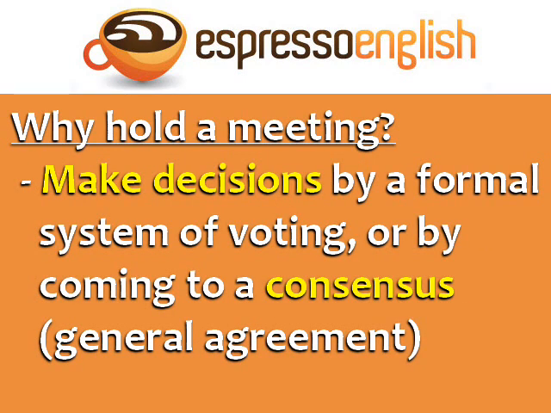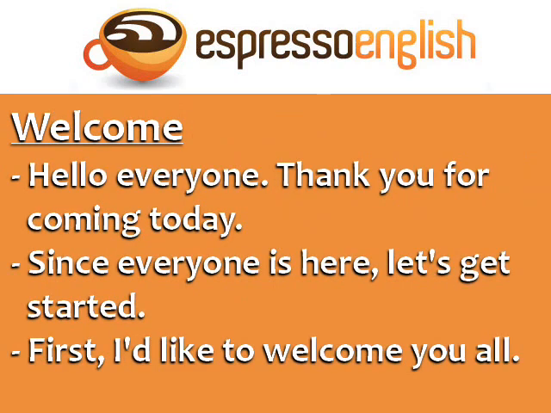Some meetings use a formal system of voting, in which a decision is made if it receives the majority, more than 50%, of the votes. Other meetings use a less formal system of decision-making, aiming for the group to come to a consensus. That's a general agreement. To start the meeting, the leader, who is called the chairperson or chair, may use one of these phrases.